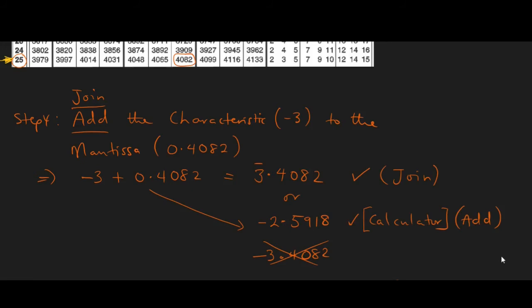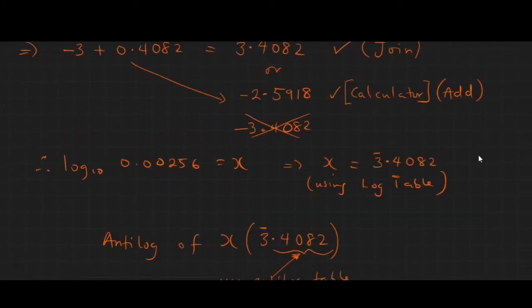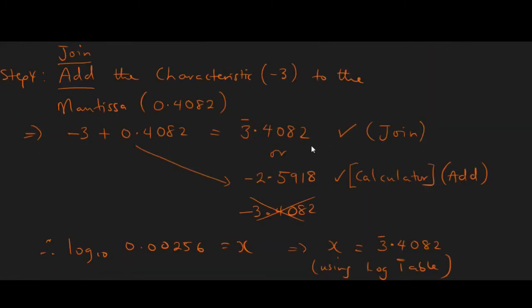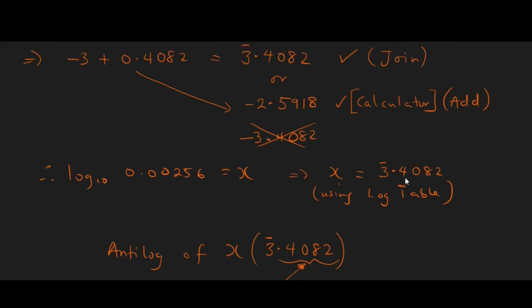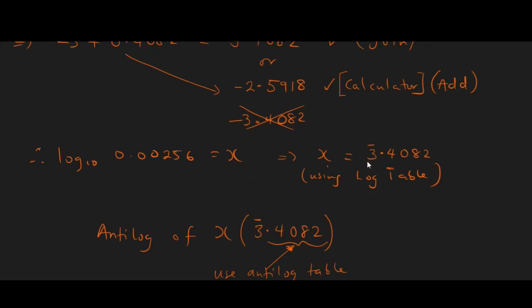There are several advantages of leaving the answer in this format, especially when we use the log table. If we leave the number in this format, it helps us to use the log tables to find the log and the antilog of the numbers. So in this example, the log to the base 10 of the number 0.00256 is minus 3 plus 0.4082, where the 3 here is the characteristic, or minus 3.